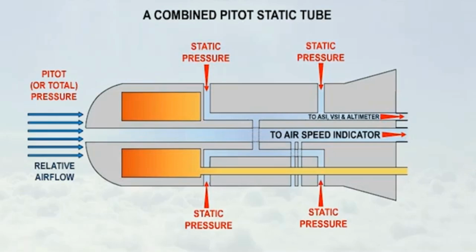The static and pitot sources may be combined in one pressure head, the static tube surrounding the pitot tube, with separate pressure lines leading to the pressure instruments. An electric anti-icing heater coil is usually incorporated, which is controlled from a switch in the cockpit.